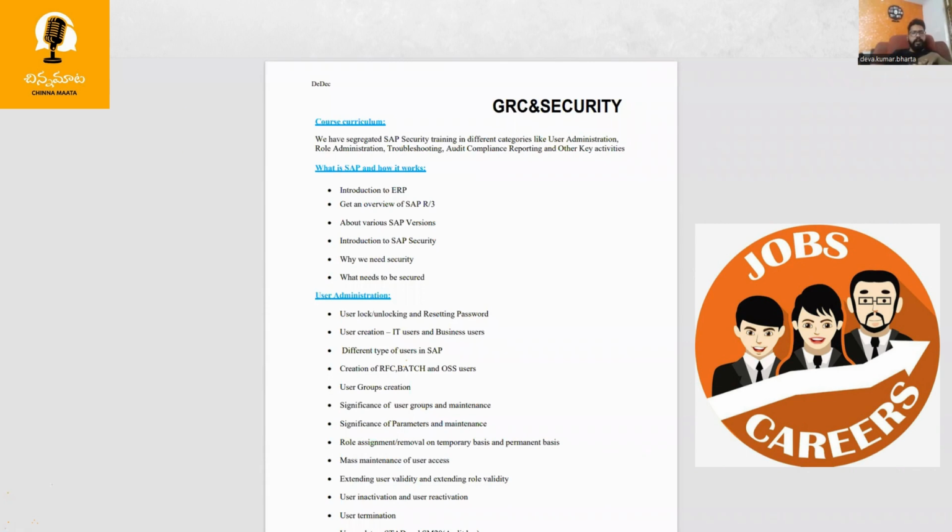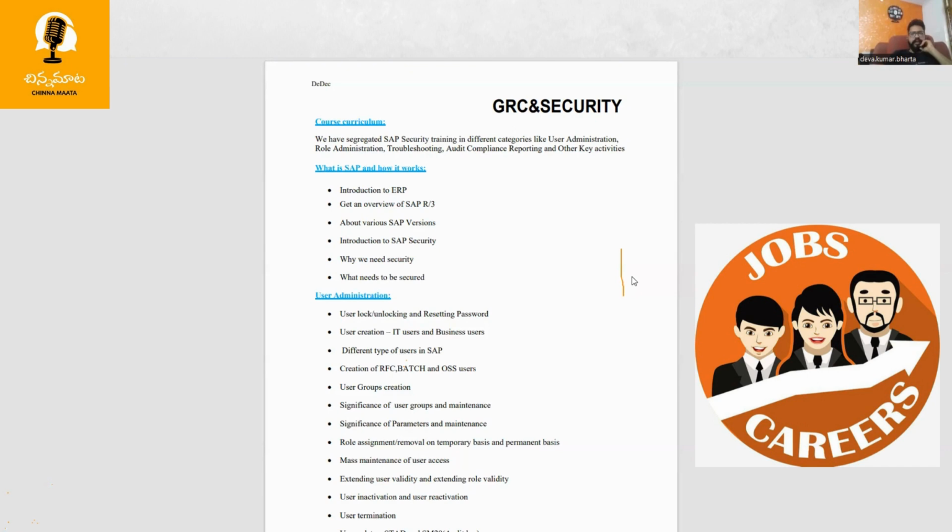Okay. And today I'm just giving a brief introduction about ERP packages, how companies are using ERP packages, and how important our security role is. You can see I have mentioned here GRC and SAP Security. I have put the heading here, right?